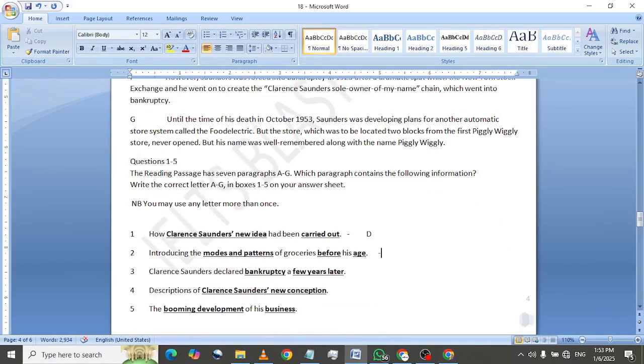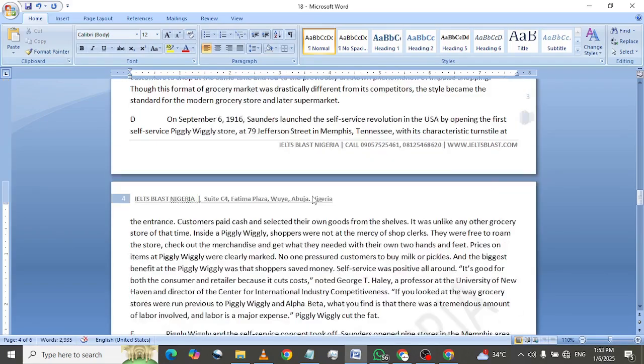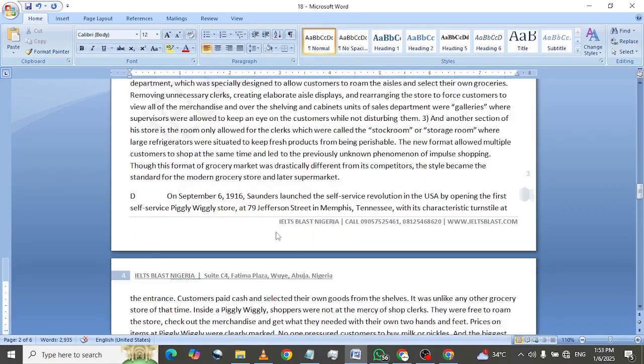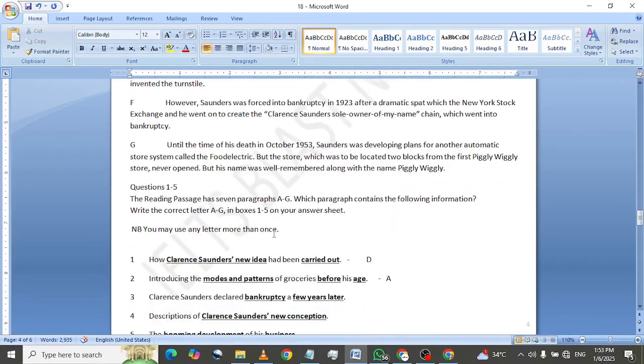Because of that word, introduce. The introduce means what? But even though they did not use that word for word, instead they use what? They say at the beginning. Look at the words at the beginning. At the beginning also means what? Introducing. I told us that we should watch out for what? Synonyms. Watch out for synonyms. Now let's take a look at the next one.